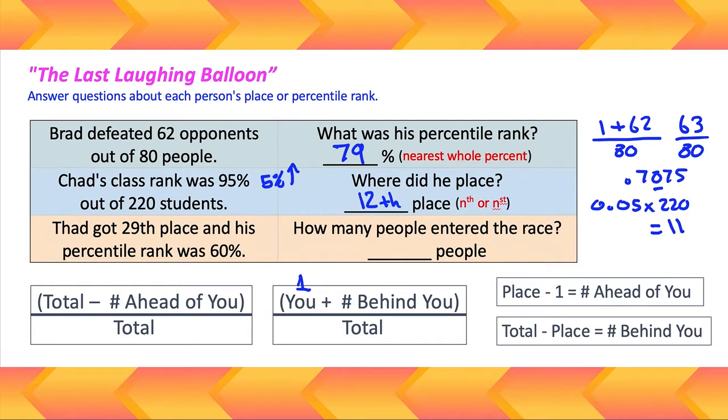This one's tricky. Be on your toes for this one. You might need to set up a little bit of a proportion for this one. Okay, Thad got 29th place, and his percentile rank was 60%. How many people entered the race? Oh my goodness, we're trying to find the total.